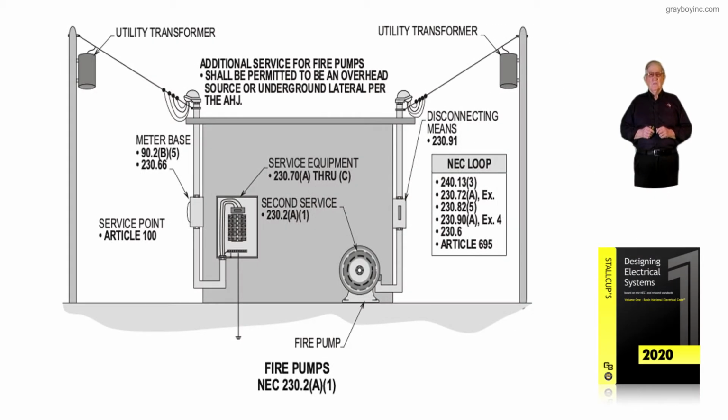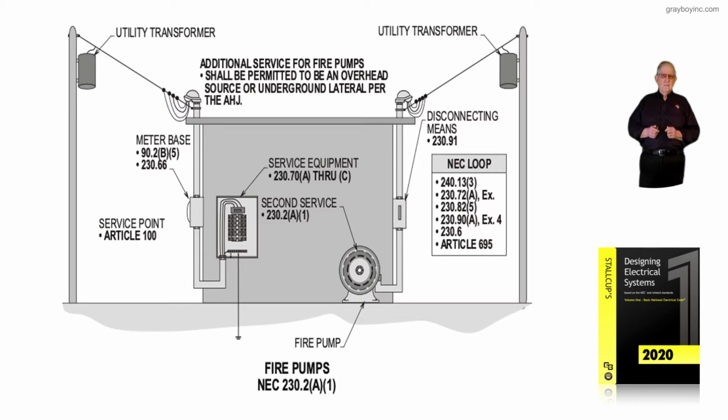Now, this illustration deals with fire pumps, where an additional service could be added to a normal service that is supplying the building, such as to the left of the illustration. Notice the service point is at the weatherhead where the conductors connect to that overhead drop. Now, that is service number one. A second service could be added for a fire pump. And notice that's in 230.2(A)(1).